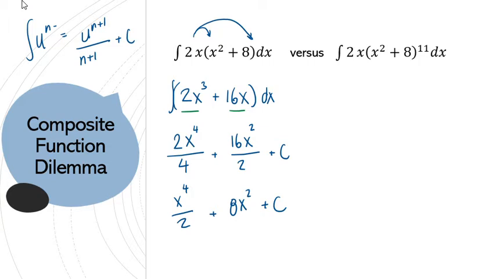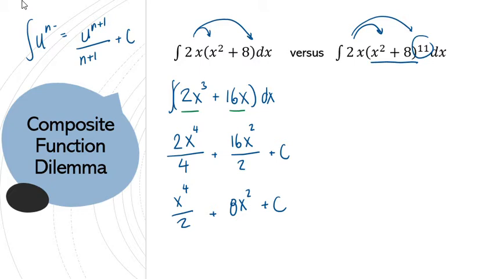Why can't I do this here? Because of order of operations. Before I would be allowed to distribute the 2x, I would owe it to myself to expand that binomial to the power of 11. That's not feasible. That's not doable. That's not time effective.